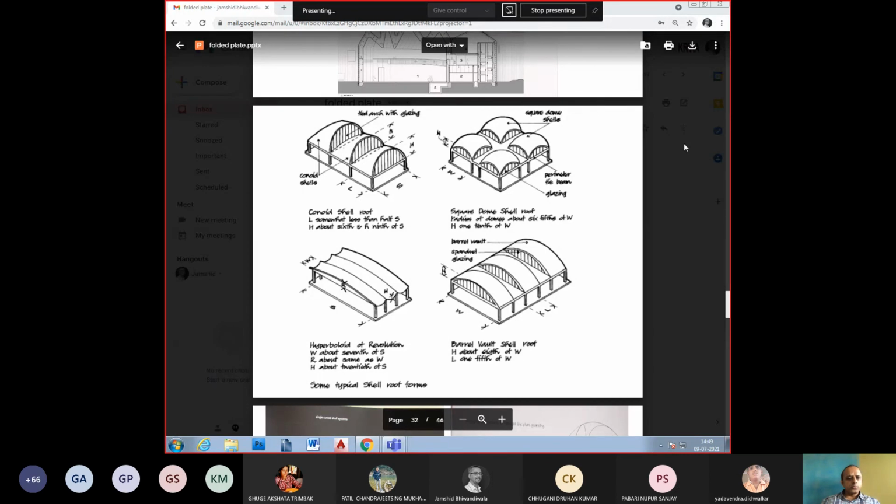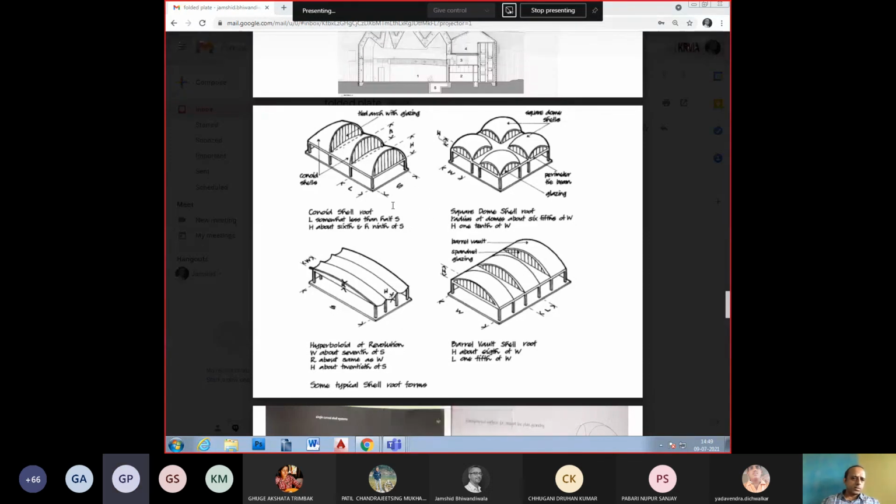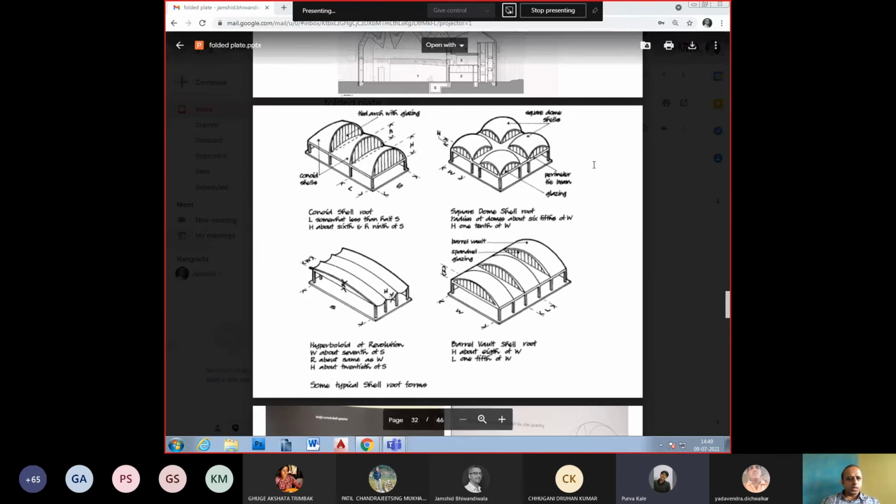Hello? Is my cursor seen on this? Yes. Okay. Actually, who's sharing the screen? I think Jimmy is sharing the screen, but my cursor... are you able to see my cursor? Yes, we can see the cursor moving. I'm hovering around these hyperboloids.